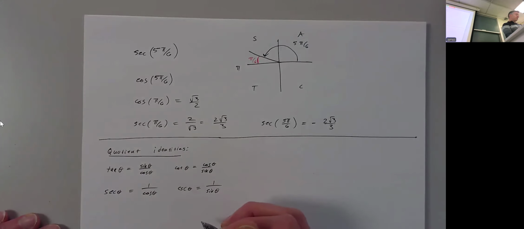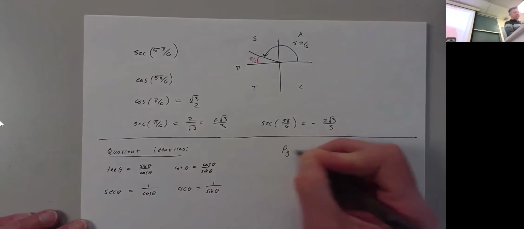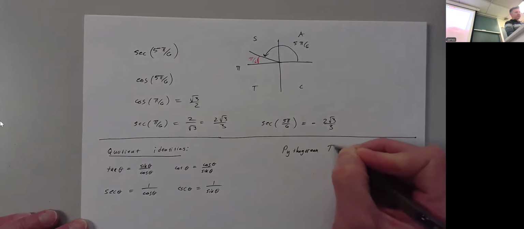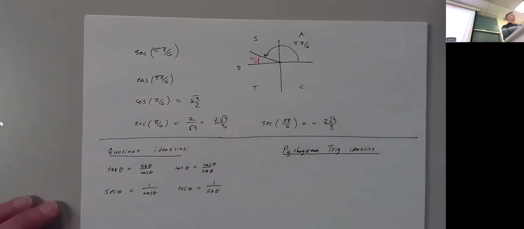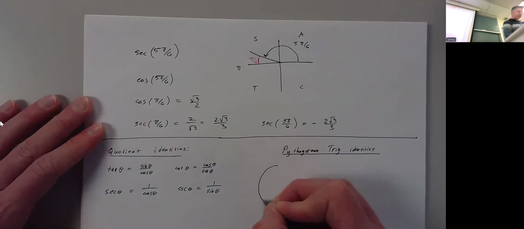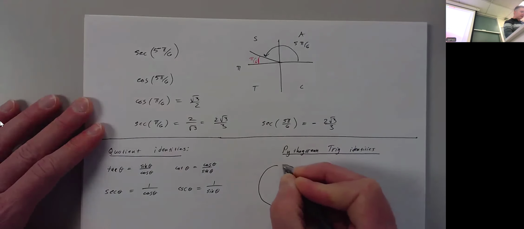And then after those, there are kind of my favorites. Favorites, maybe not the right word. The Pythagorean trig identities. So these really do stem from how the unit circle works and the Pythagorean theorem.